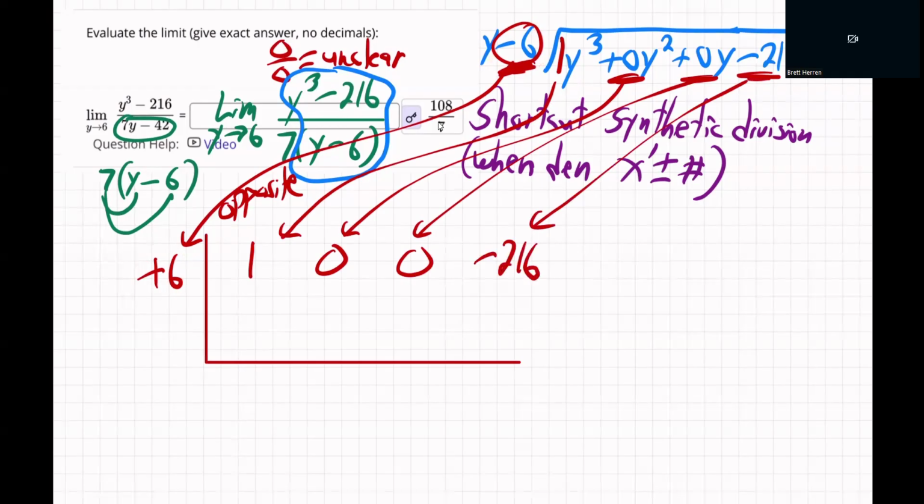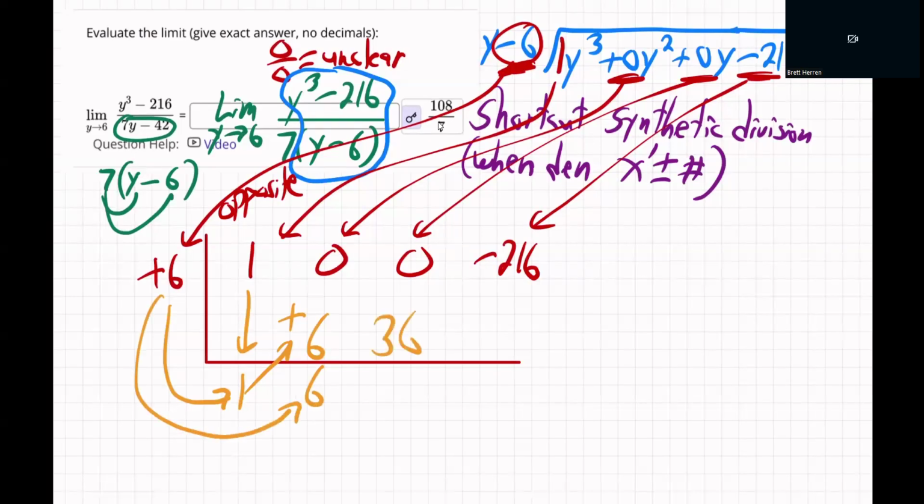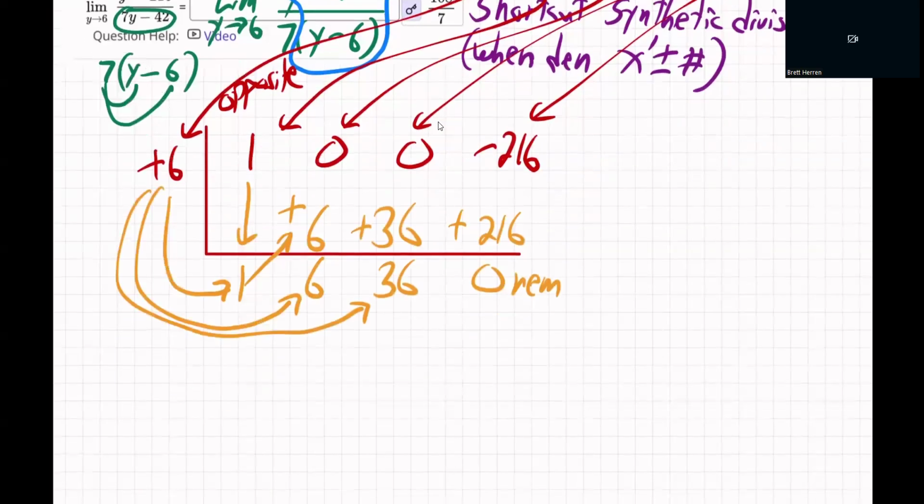Okay, here's how it goes. You bring down the first number, and then you go like this. You go 6 times 1 is 6. Then you add these up, 6. And then 6 times 6 is 36. And you add these up, 36 and 0 is 36. And then 6 times 36, use your calculator if you need to. 216, add those up, 0. That's the remainder. And the other numbers are the coefficients.